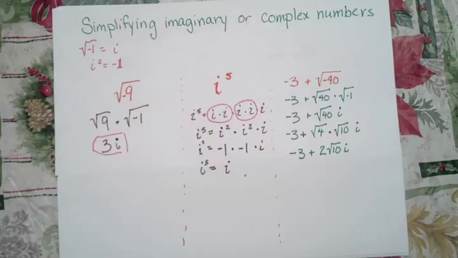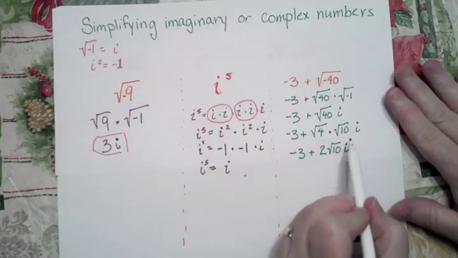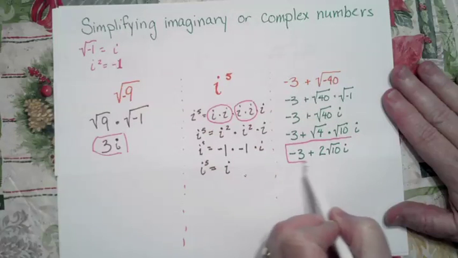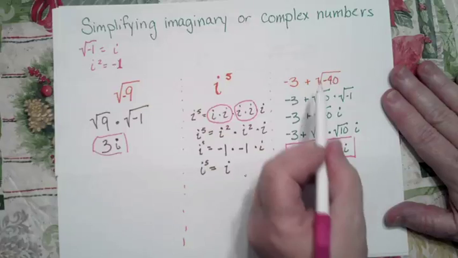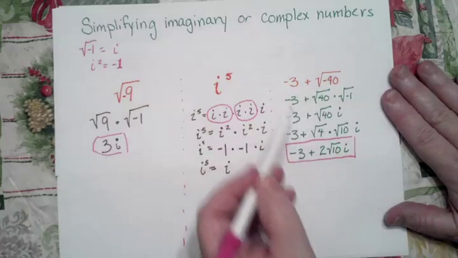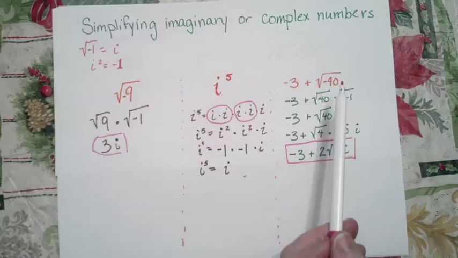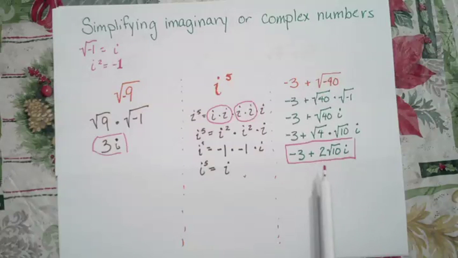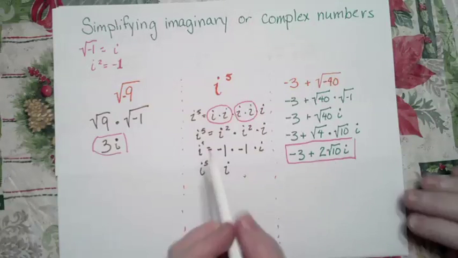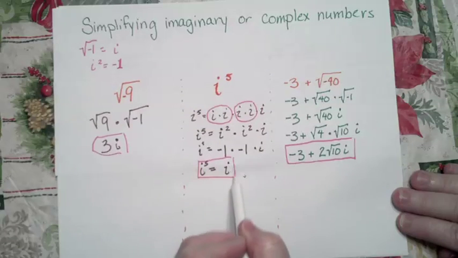Now I know what you're thinking. This is supposed to be simplified, and that doesn't look simplified. It looks actually a little bit more complex than we started with. However, if you follow the rules of simplification, which means that I don't have any negative radicals, this is simplified. So that's what I'm trying to do. So here are my answers for that.